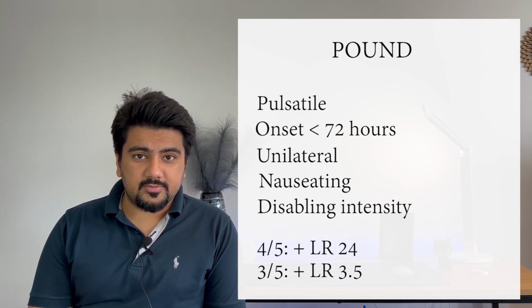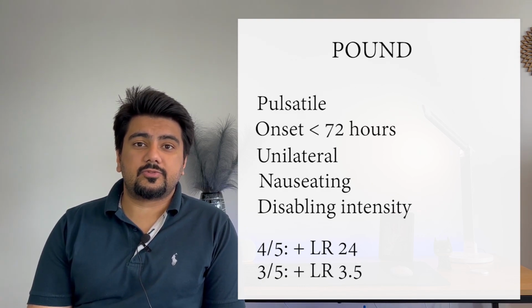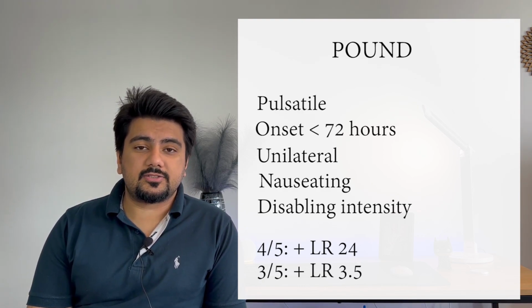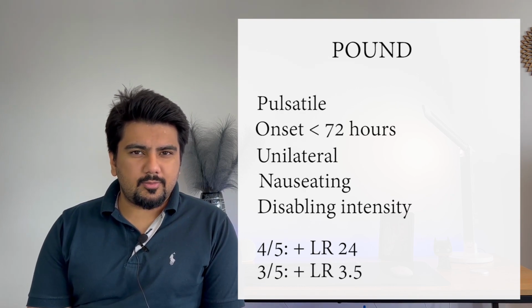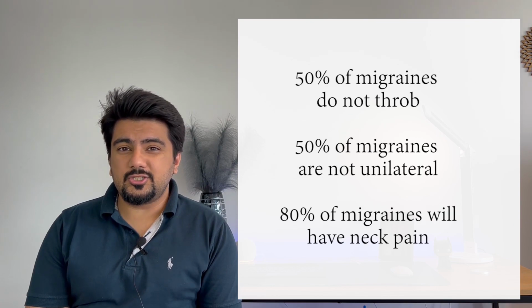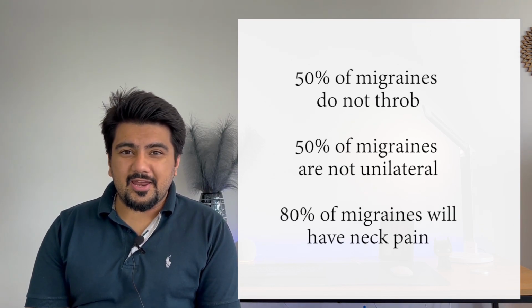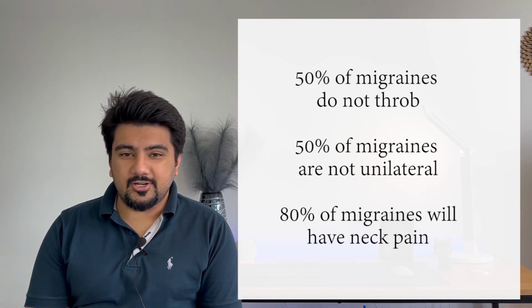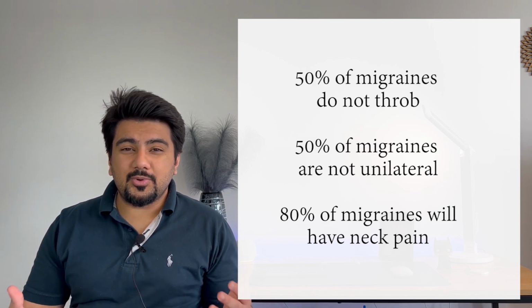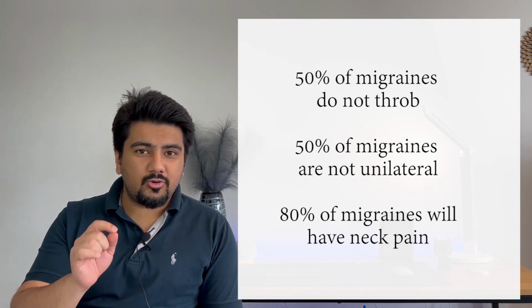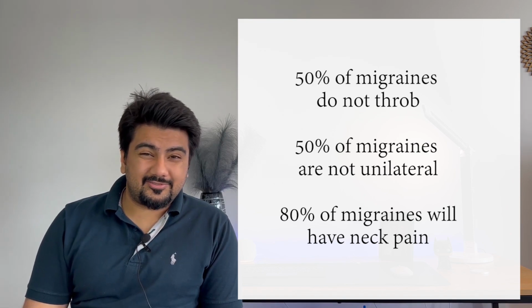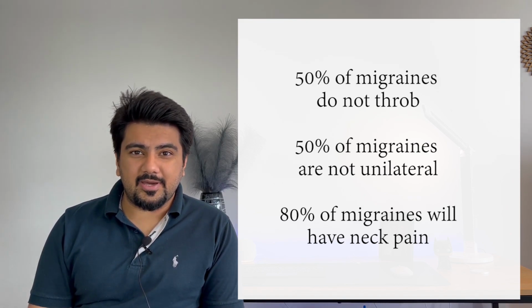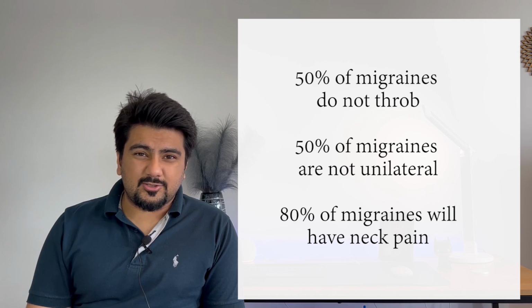If there are 3 symptoms present, the positive likelihood ratio for it being a migraine is 3.5. I would take this mnemonic with a pinch of salt because I'm here to tell you that 50% of migraines do not throb. 50% of migraines are not unilateral in nature, and 80% of migraines will have neck pain. Now that is important because you've always been taught that if there is neck pain, it's a tension type headache, and I'm here to tell you not so much.